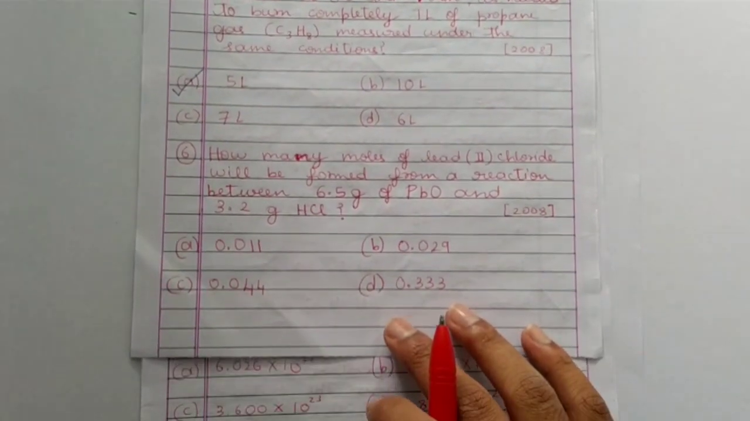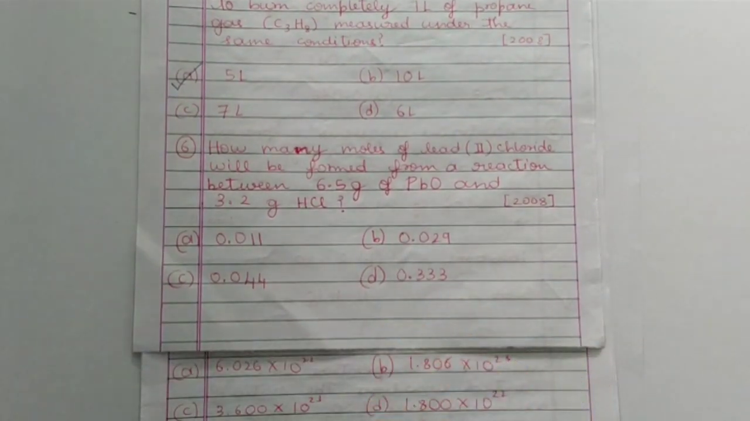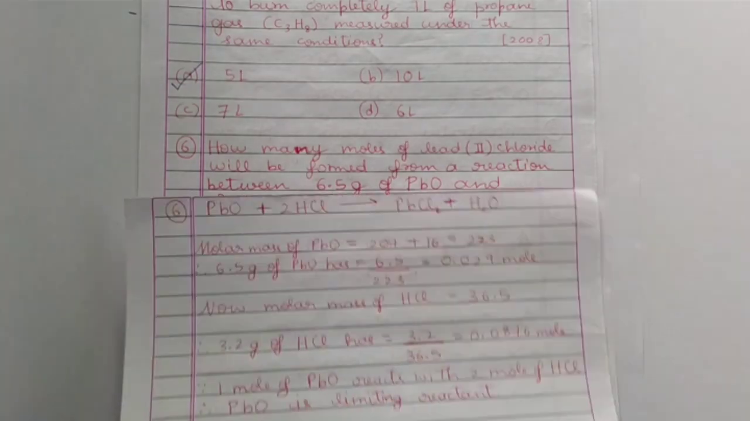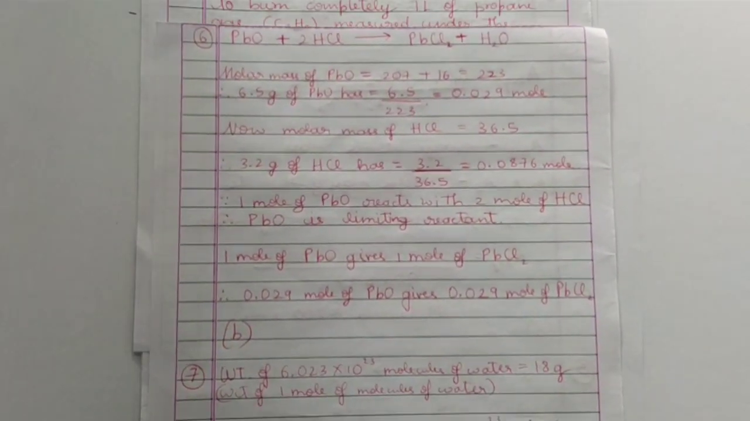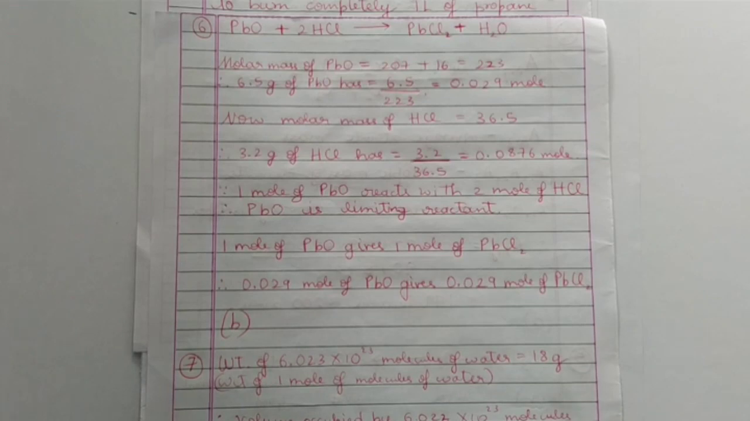Question 6. How many moles of lead 2 chloride will be formed from a reaction between 6.5 gram of PbO and 3.2 gram HCl? We have the equation: PbO plus 2 HCl gives rise to PbCl2 plus H2O. Molar mass of PbO is equal to 223. Therefore 6.5 gram of PbO has 0.029 moles. Molar mass of HCl is equal to 36.5. Therefore 3.2 gram of HCl has 0.0876 mole.